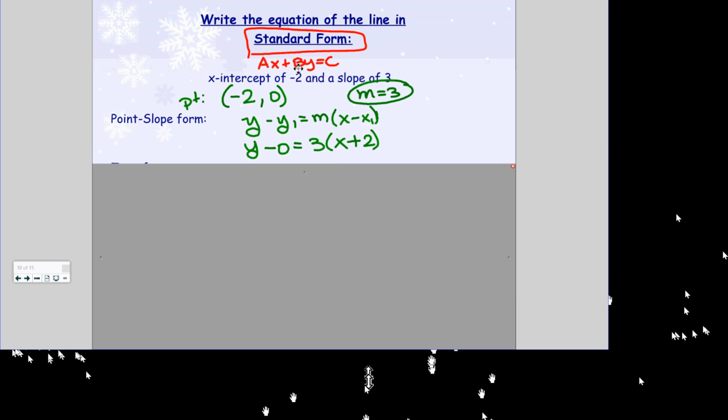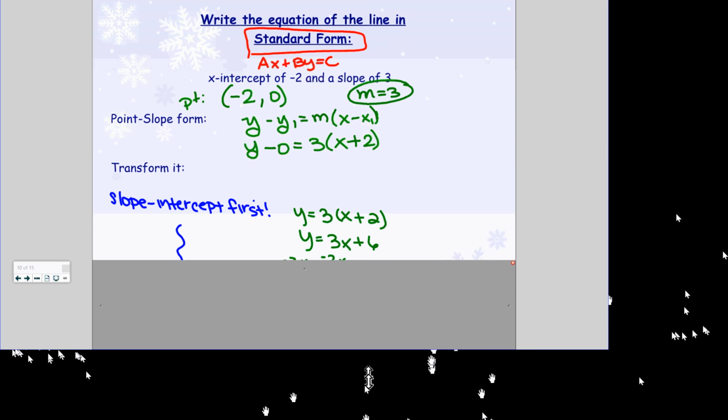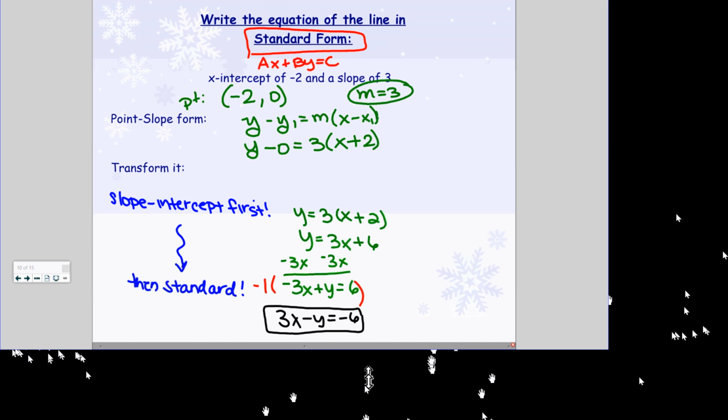All right, so hopefully you have transformed this equation. Distributing first, y minus 0 is just y, and then we get to this point here. y equals 3x plus 6. Here is the slope-intercept form. And you will find that often you do need to go through slope-intercept form before you get to standard form. Getting your simplifying all done usually takes us to slope-intercept form.